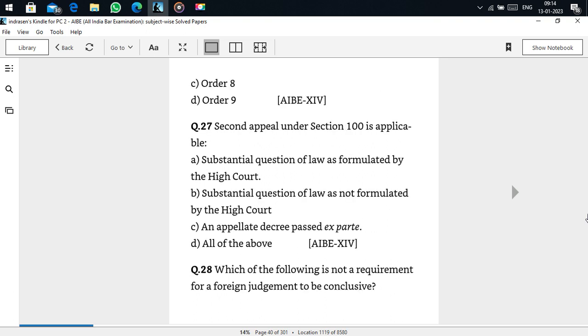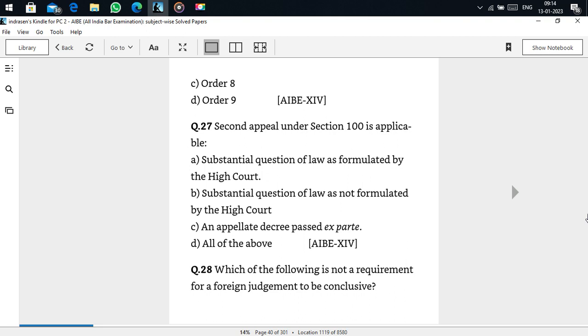Second appeal under Section 100 is applicable to which of the cases? A substantial question of law is formulated. Substantial question of law is not formulated by the High Court. An appellate decree passed ex parte. All of the above. Answer is all of the above.